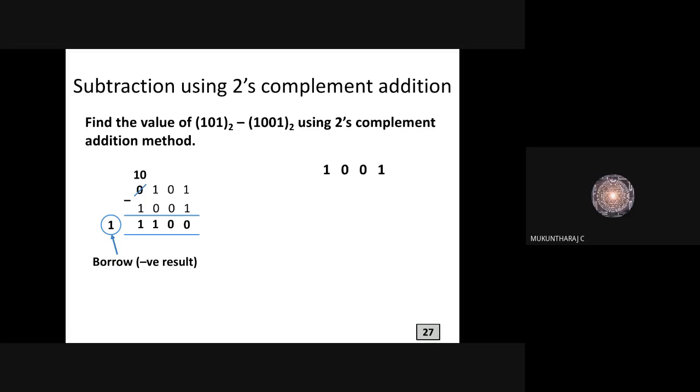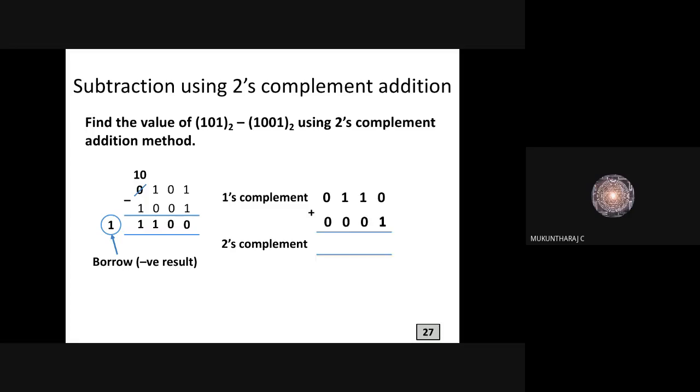Fine. Now see how we do the same thing here. I have written the second number as it is. Now I am going to perform the 1's complement of the number. So 0110. Now I am going to perform the 2's complement of the number by simply adding 1 to it. So I am getting 0111. So this is the 2's complement of the value 1001.